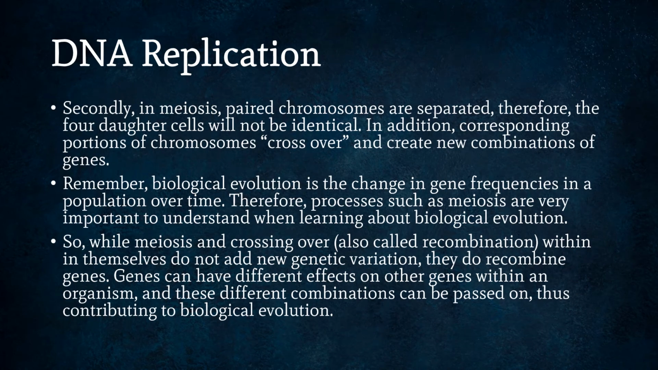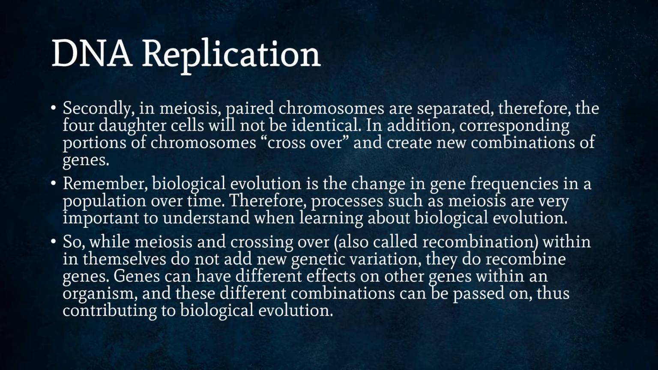So secondly, or thirdly, if you want to look at it that way, and this is the most interesting thing. In meiosis, paired chromosomes are separated. Therefore, the 4 daughter cells will not be identical. In addition, corresponding portions of chromosomes will cross over and shuffle to create new combinations of genes. Remember, again, biological evolution is a change in gene frequencies in a population over time. Therefore, processes such as meiosis are very important to understand when learning about biological evolution.